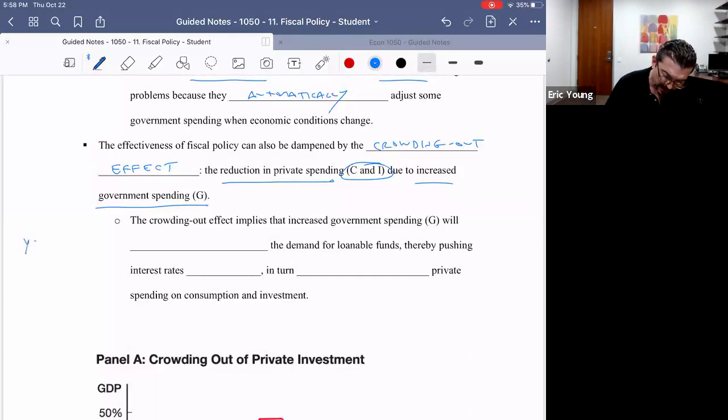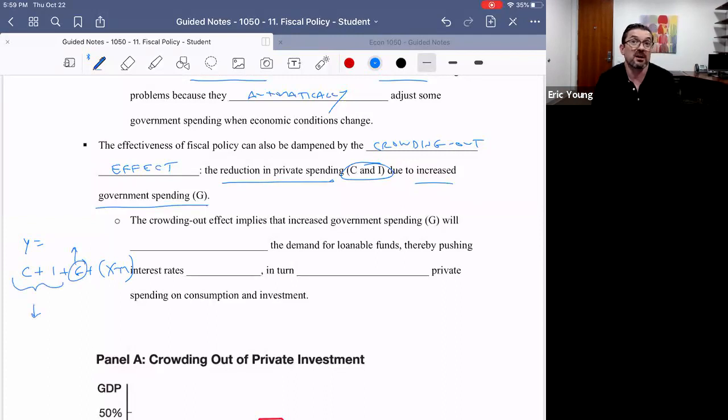And if you think about our formula, Y equals C plus I plus G plus X minus M, the crowding out effect, if it holds, might imply that if G goes up, C and I might fall. And that would sort of take away the impact of G going up, which would make the fiscal policy not that effective. So that's the basis behind crowding out, the crowding out effect in that theory.